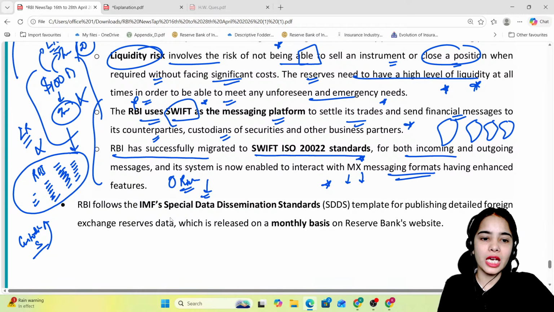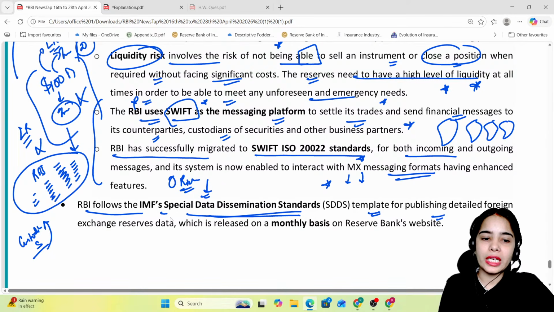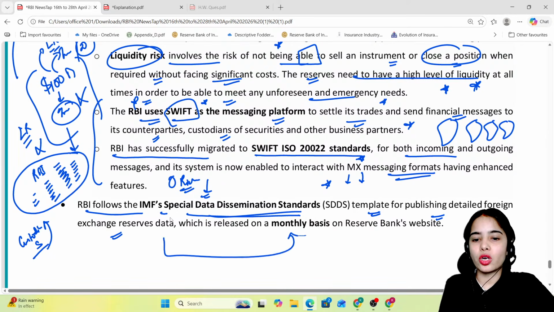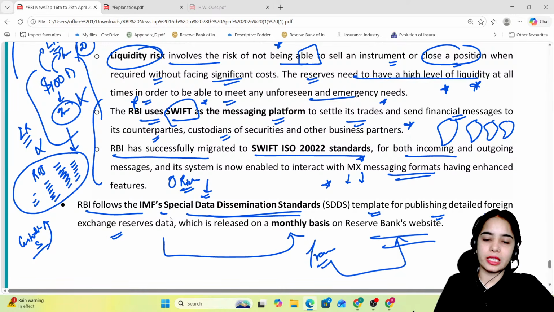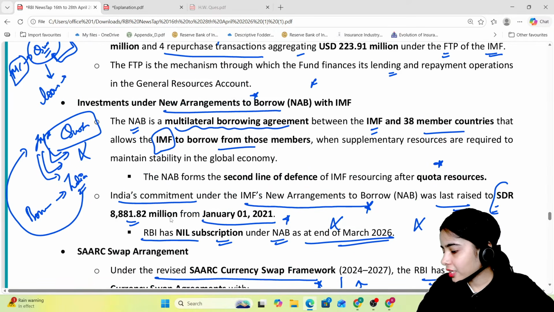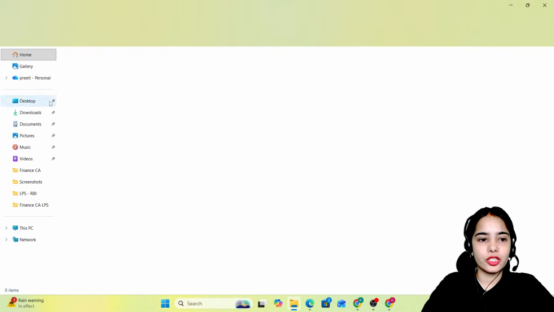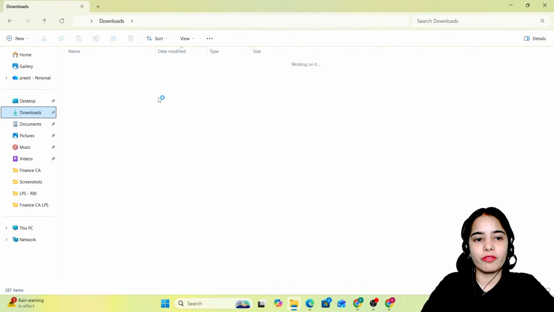RBI follows the IMF's Special Data Dissemination Standard template for publishing detailed foreign exchange reserves data, which is released on a monthly basis on the RBI's website to maintain transparency. This is it. So we have discussed part 1. We have also discussed part 2. Does anyone have any confusion? Let me reopen the file so that I can show you the important points that you have to keep in mind.